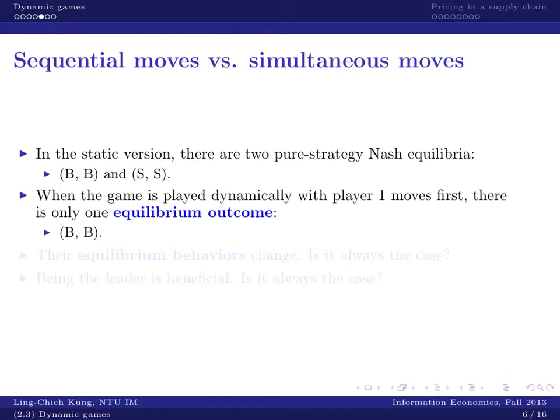Okay, so a simple comparison. When this game is in a static version, there are two pure strategy Nash equilibria. That means there are two possible outcomes, or at least two possible outcomes. But when the game is played in a dynamic setting, and if player 1 is the first mover, there is only one equilibrium outcome in which those two guys will eventually go to Bach's symphony. You may want to verify by yourself that if player 2 moves first, then they will go to Stravinsky.